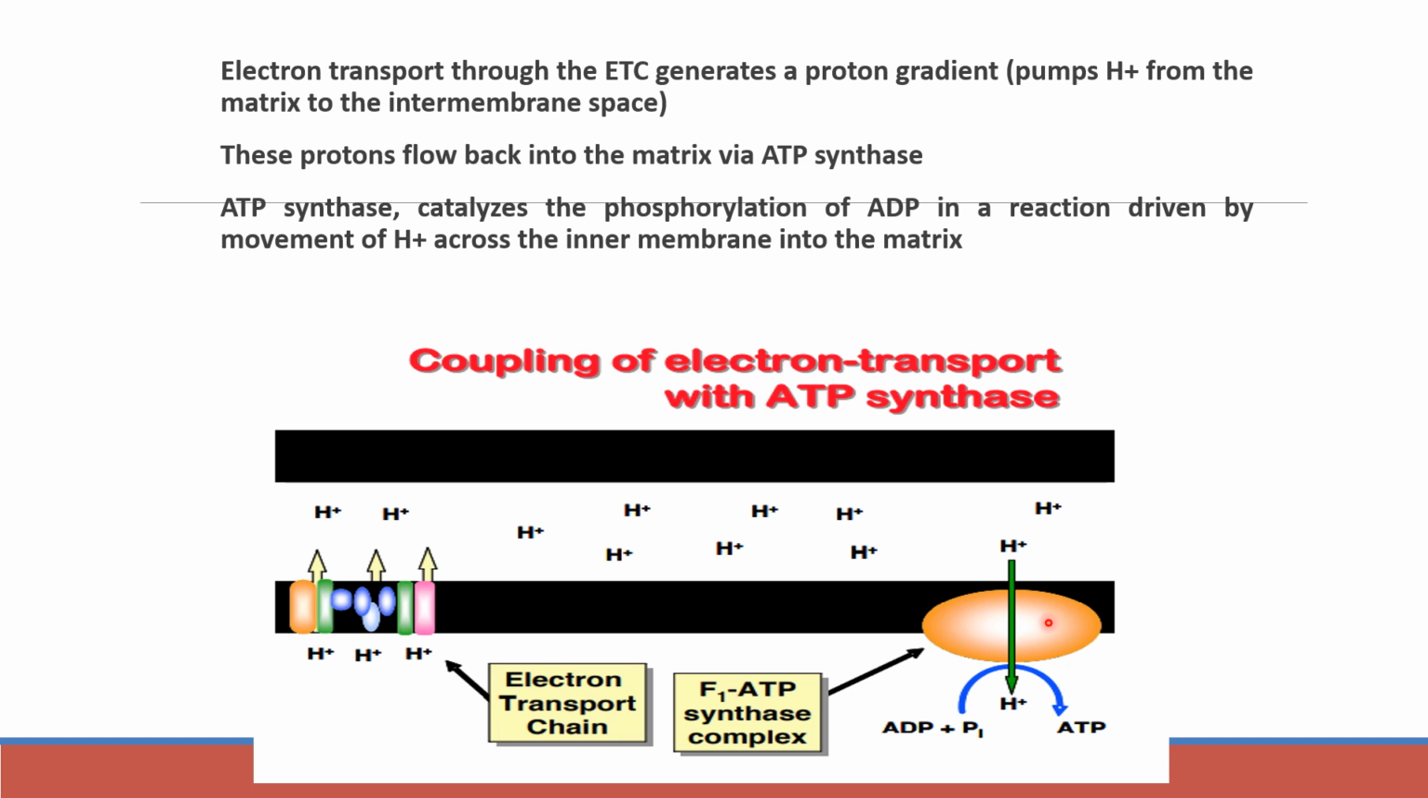So ATP synthase, what it does is, when the protons flow back, phosphorylation of ADP takes place, resulting in the synthesis of ATP. So ATP synthase catalyzes the phosphorylation of ADP, and it is driven by the movement of protons across the membrane. From the intermembrane space, they will move into the matrix, restoring it back to normality. So this is how ATP synthesis takes place after the electron transport chain is completed.